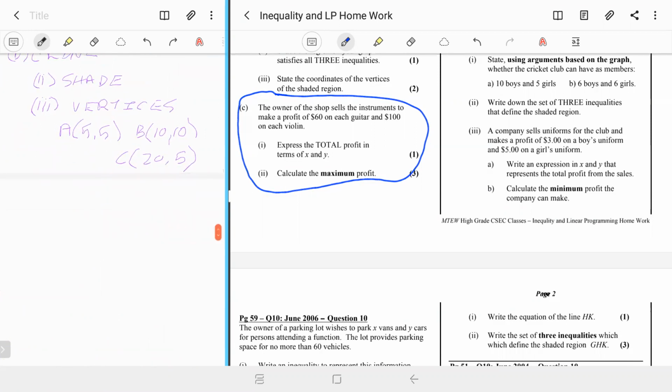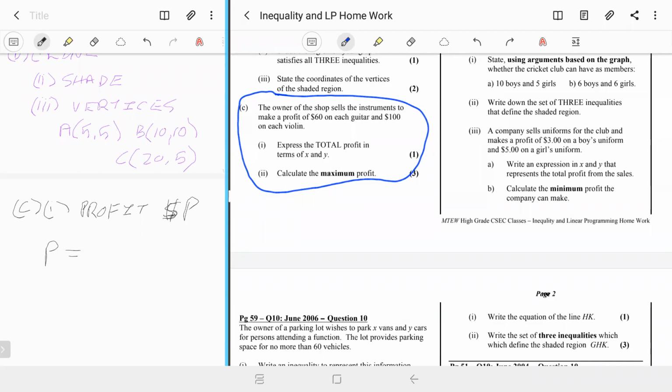Expression for profit in part C. C part 1 is asking us for an expression for the profit. I'm going to call the profit P dollars. Somebody tell me what P would be equal to? Remember, it's $60 on each guitar and he has X guitars, and $100 on each violin and he has Y violins. So what is his total profit? Give me an expression for the total profit in terms of X and Y. Somebody tell me.